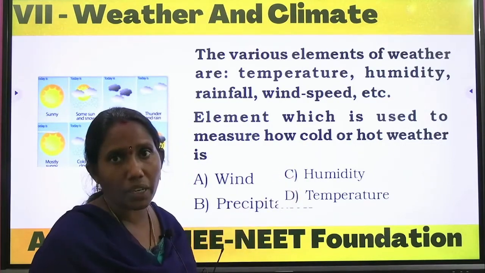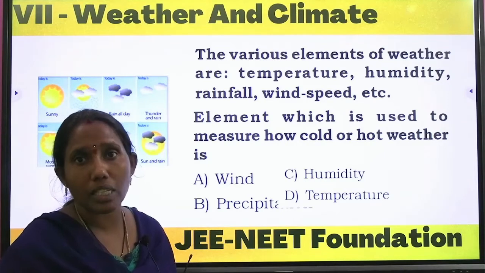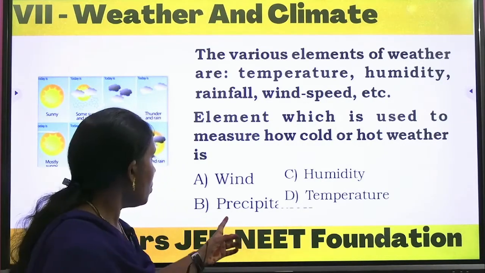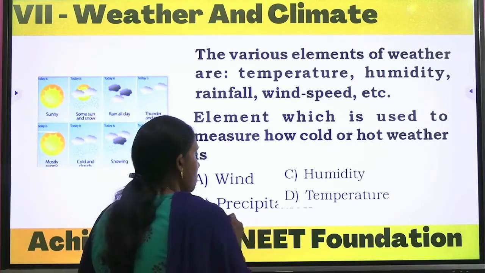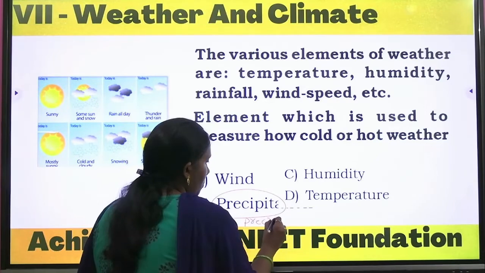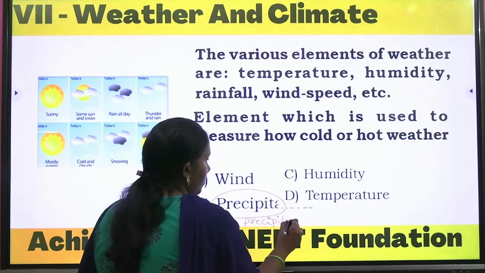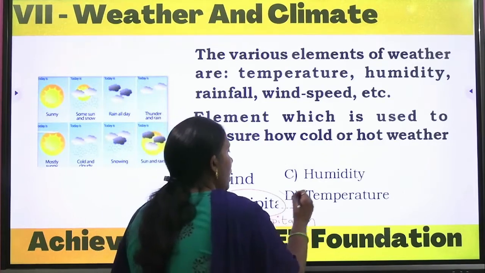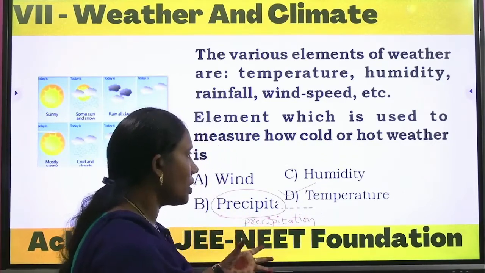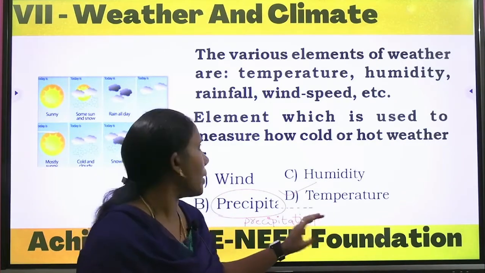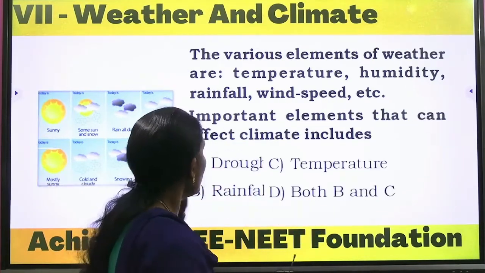Humidity, already in the previous question we discussed, humidity means the amount of water vapor present in the atmosphere. Now the B option is precipitation. This is not precipitation. And the element that gives either hot or cold weather is temperature. Okay, now come to the next question.